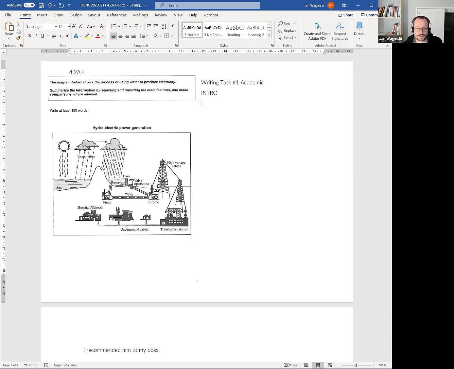Okay, in your introduction, you're going to do two things. First part is the context, which just means you paraphrase the prompt. Second part is the general overview. And this is a summary of the main patterns, or in this case, parts of the diagram. Okay, and then you're going to have between 1 and 3 body paragraphs.